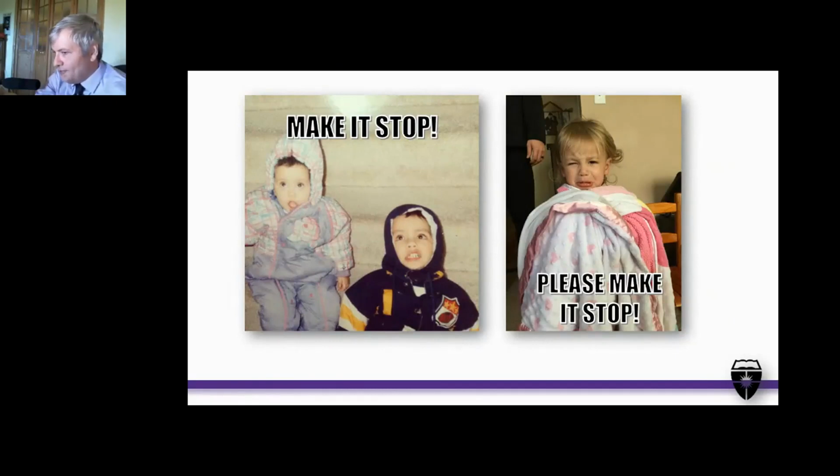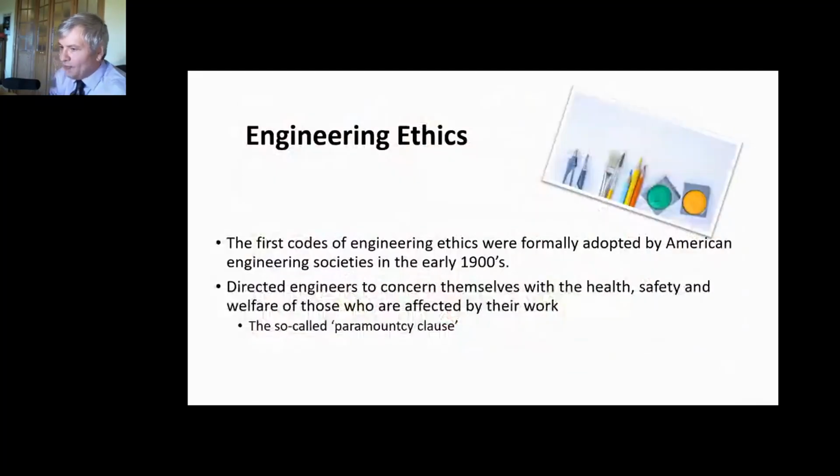Otherwise, it's easy to make the wrong ethical choice. And so I think software engineering needs an ethical code. I know that ACM and IEEE have codes for software engineering. I like just having this paramountcy clause where it directs engineers to concern themselves with the health, safety, and welfare of those who are affected by their work. That's something that's easy to remember.